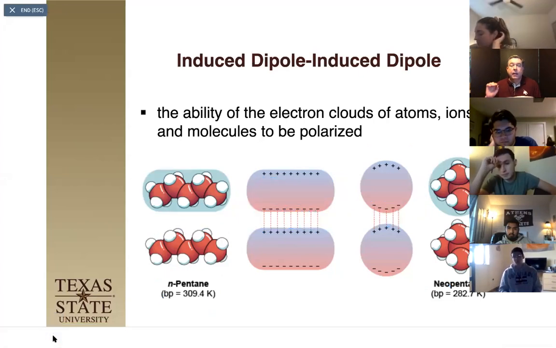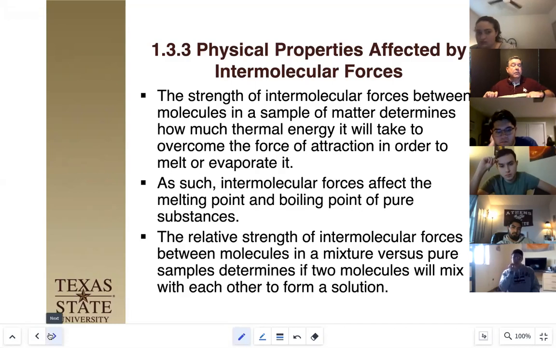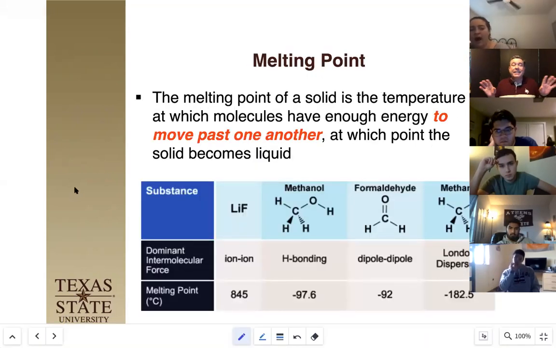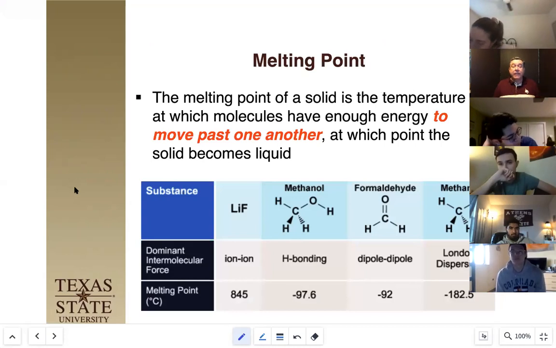All right, so we have five types of intermolecular forces. Now let's talk about how it changes their physical properties, things like melting point, boiling point, etc. And also how we can dissolve things in others, like miscibility and solubility. So melting point, by definition, is when we give the molecule enough energy such that the solid molecules can move past each other and become a liquid. Okay, so melting point is actually a phase transition.